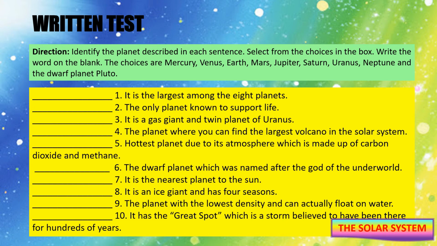Number 6. It is the dwarf planet, which was named after the god of the underworld. Number 7. It is the nearest planet to the sun. Number 8. It is an ice giant and has 4 seasons. Number 9. The planet with the lowest density and can actually float on water. And number 10. It has the great spot, which is a storm believed to have been there for hundreds of years.